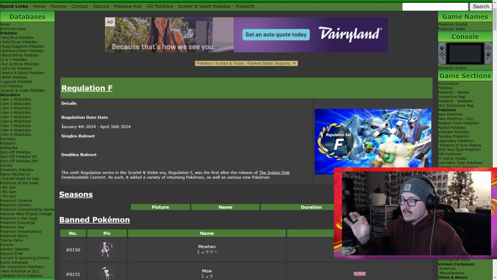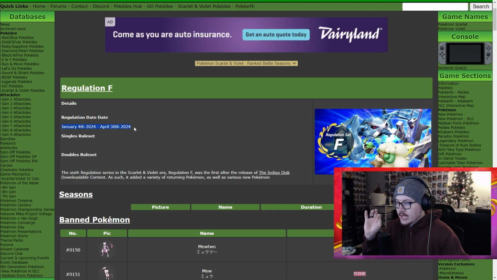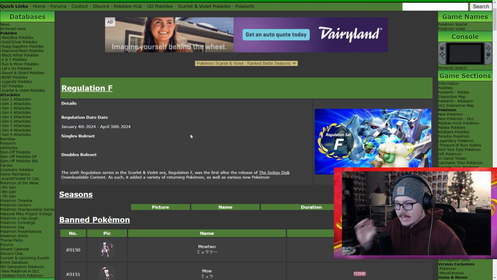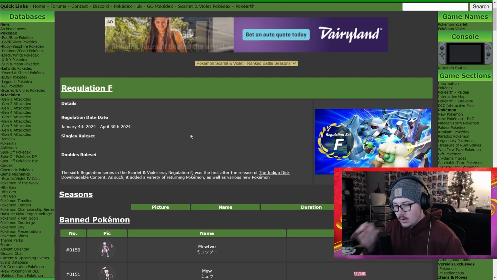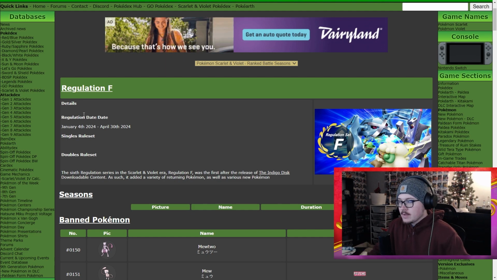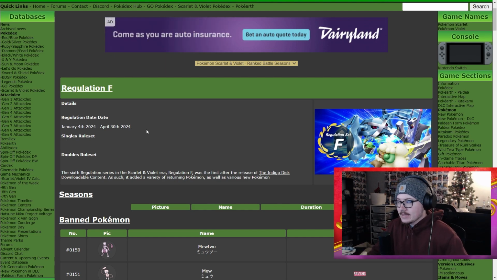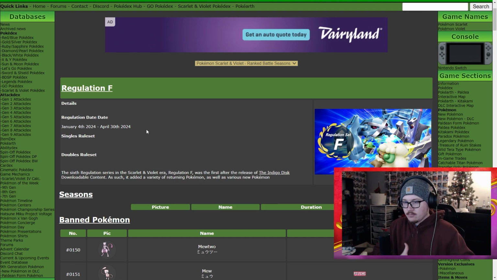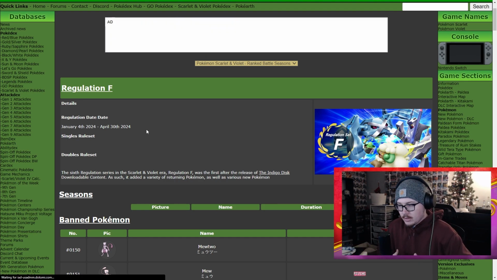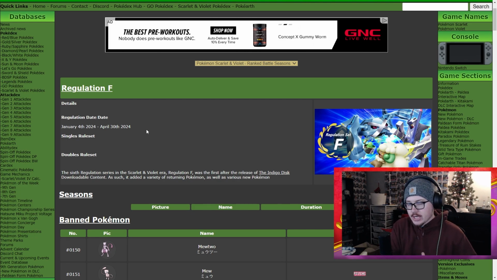So this regulation will be running from January 4th to April 30th. This is a 4-month format. It is the longest one that we have had thus far. This is something to note. This is a very, very long format and leads us to believe that the next regulation will also be a 4-month regulation. So Regulation G will take place from May 1st all the way through Worlds, right?